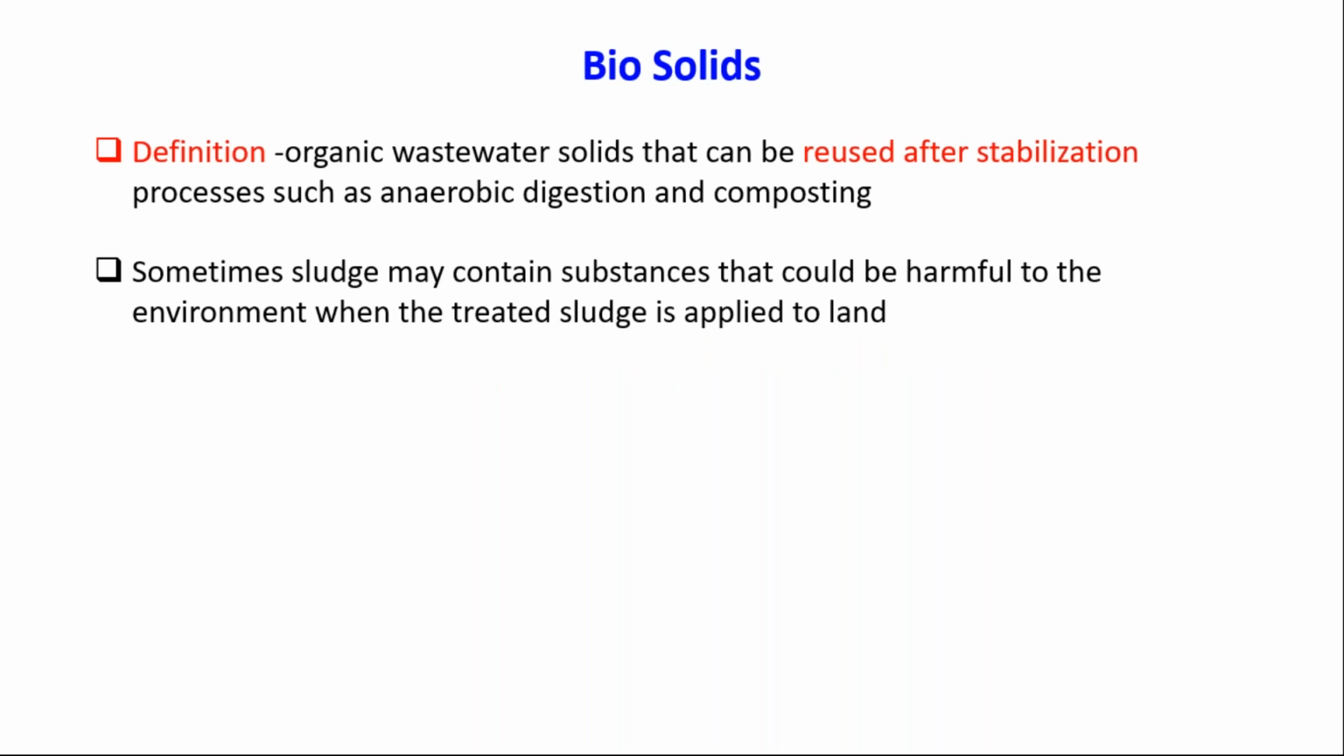Organic wastewater solids that can be reused after a stabilization process such as anaerobic digestion and composting are called biosolids. So whatever solid material is formed due to processes like anaerobic digestion or composting, that solid which is useful, that is organic waste or organic solids, is also called biosolids. Sometimes this sludge may contain harmful components for the environment, and those should be avoided or separated out from these biosolids.